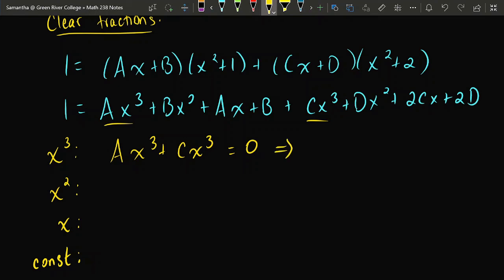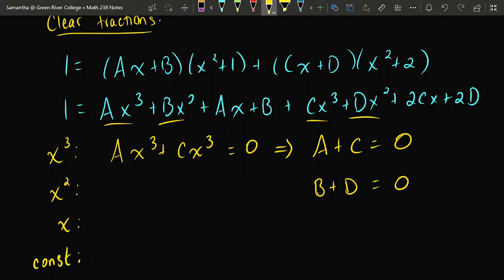And this in turn implies that a plus c, the coefficients of x cubed, must sum together to equal 0. Those terms must cancel out in order for there to be no x cubed on the left side of the equation. Likewise, for the x squared terms, I have a bx squared and a dx squared, but I have no x squared on the left side. So b plus d must be equal to 0.